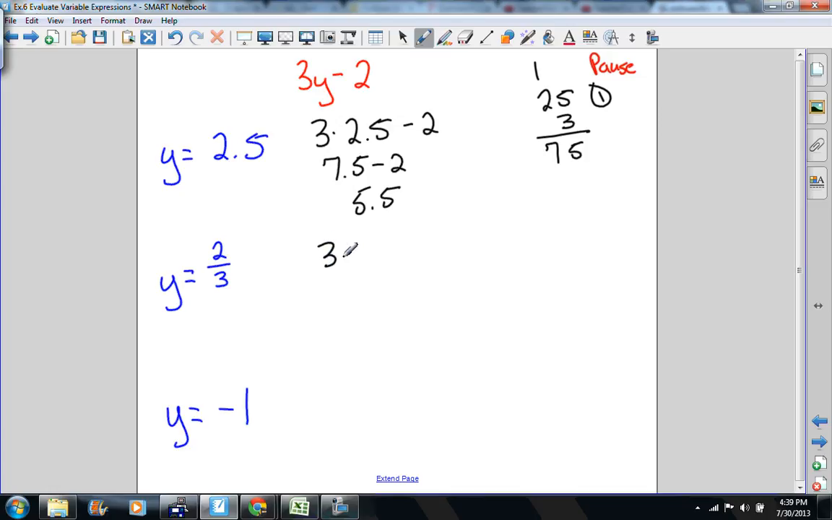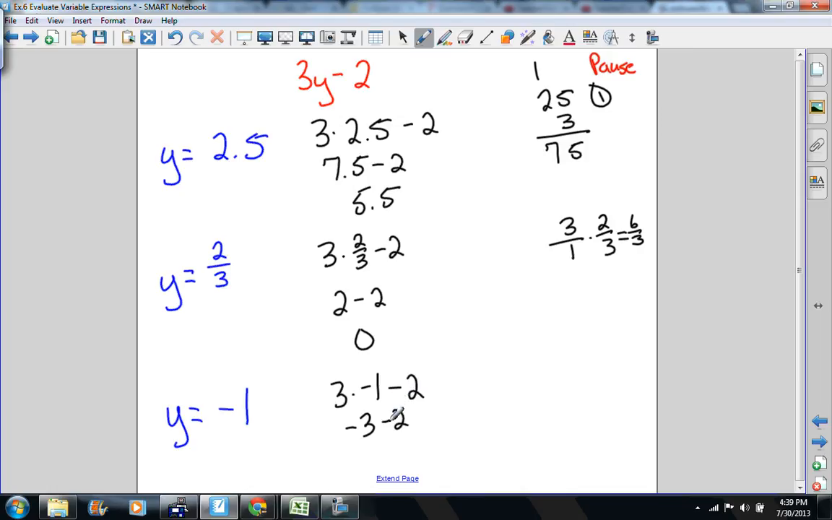2/3, we would go 3 times 2/3 minus 2. Well, that's 3 over 1 times 2 over 3. That's 6 over 3, which is 2. So it's just 2 minus 2, which is 0. And then finally, a negative mixed in, we'll go 3 times -1 minus 2. 3 times -1, that's -3, minus 2. Well, it's owing someone $3 and borrowing 2 more. Now you owe them $5. And that is it.